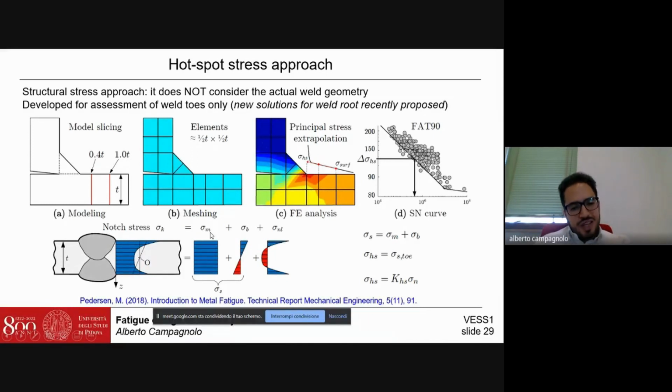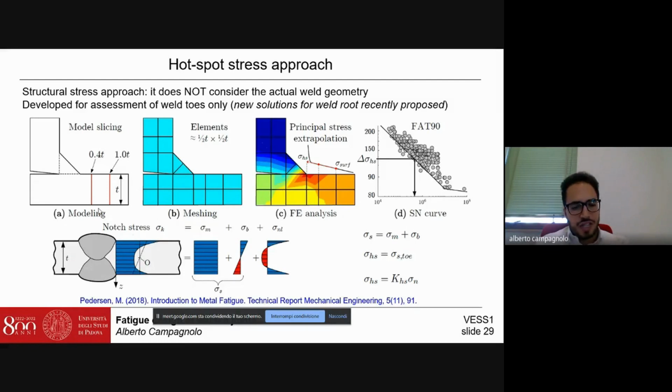Now, the hotspot stress approach, which is also called the structural stress approach, is based on the calculation only of the membrane and bending stress, while it neglects the non-linear stress contribution. This non-linear stress contribution is generated by the local geometry of the weldment, typically the weld root radius and the attachment angle, which are not always known very well.